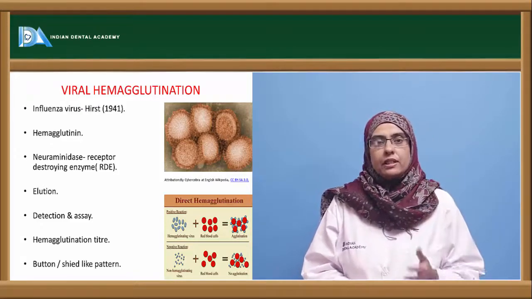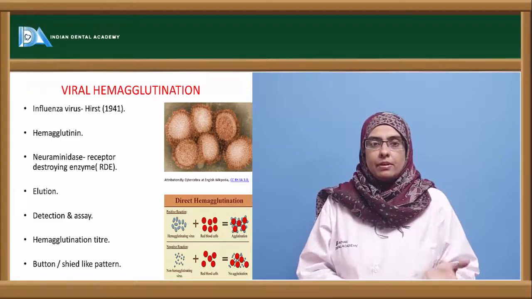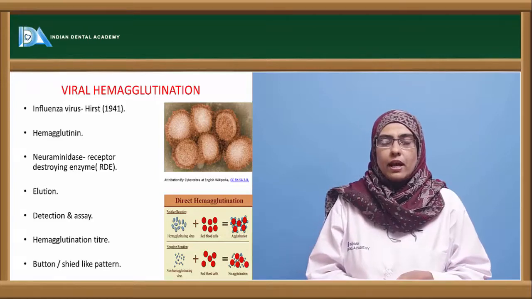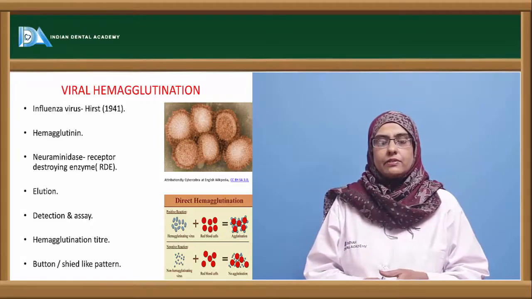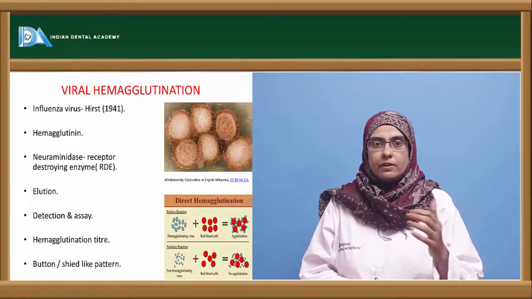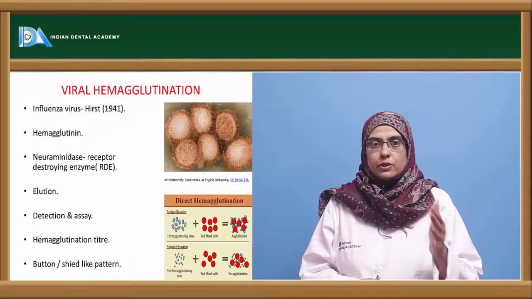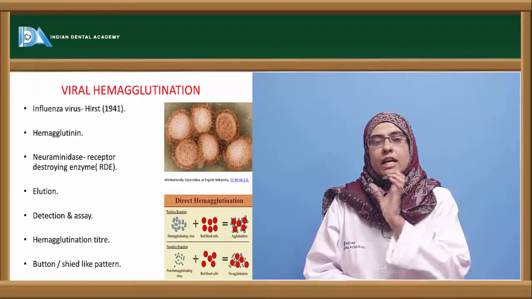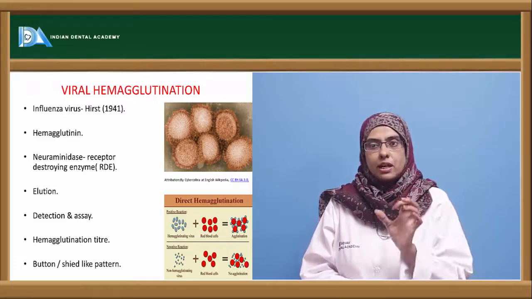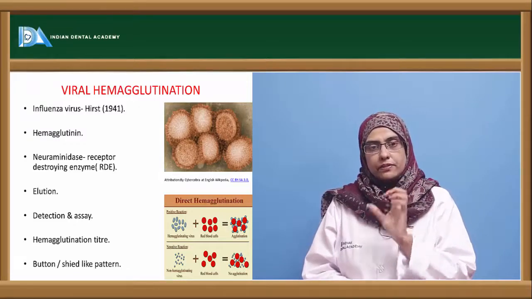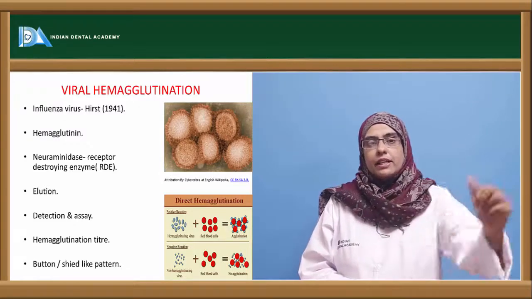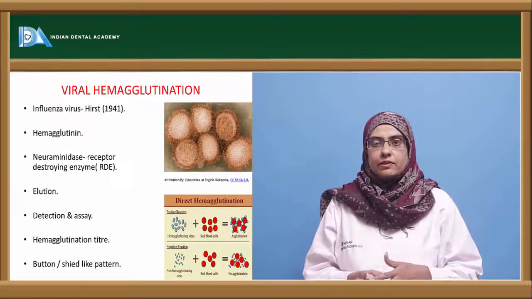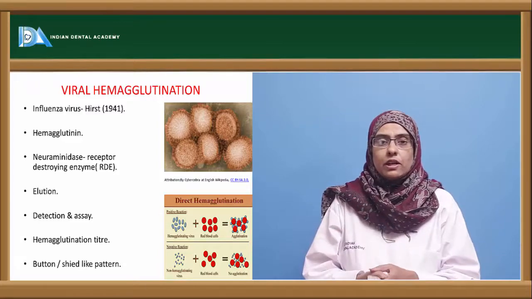And apart from that, there is another important spike that is expressed on the influenza virus, which is called the neuraminidase spike, which helps in the release of the viruses from the host. The presence of this neuraminidase destroys the receptors, and hence it is called the receptor destroying enzyme, so RDE. Because of the neuraminidase, it can reverse the hemagglutinin activity and helps in the release of the progeny viruses from the RBC. This particular phenomenon is called elution.